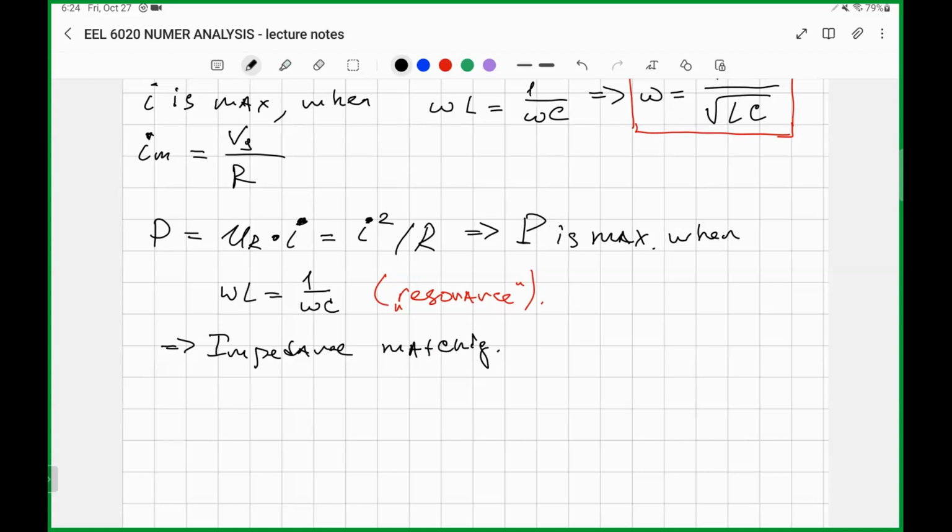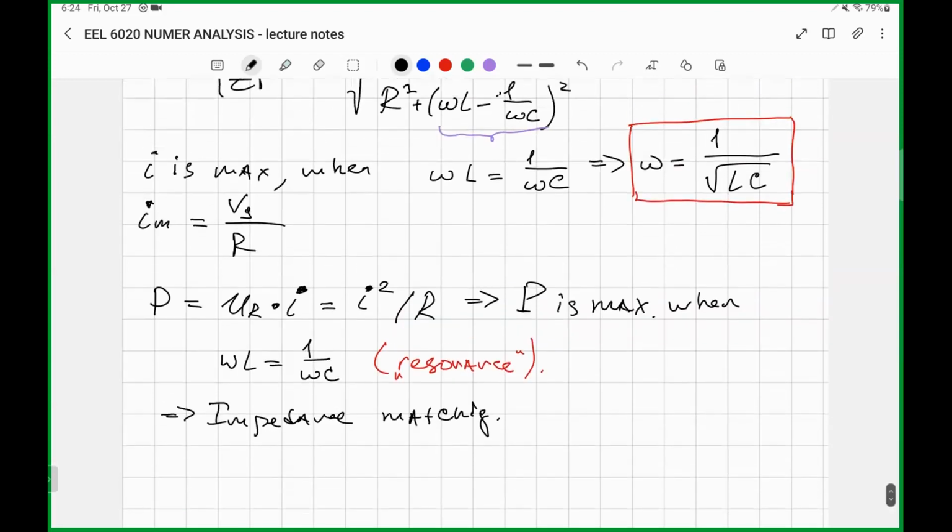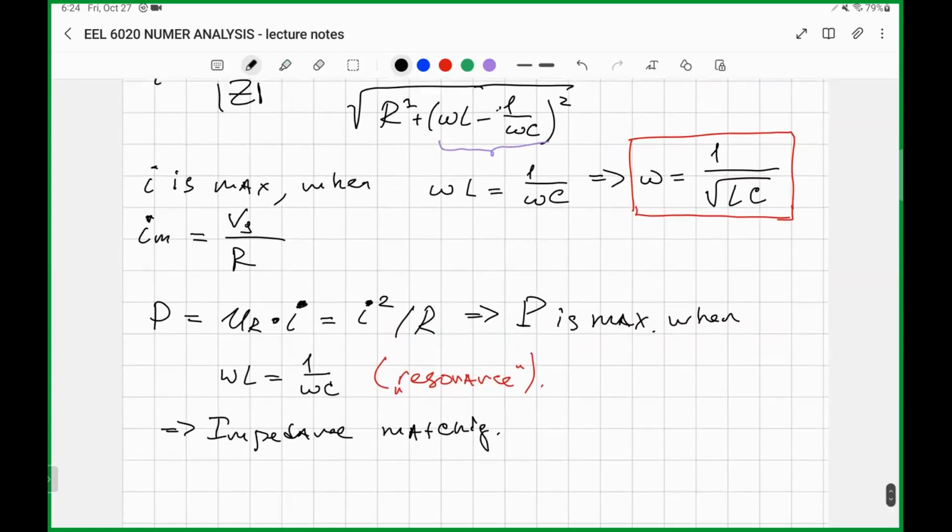Impedance matching. So we design the circuit in a way that it is matched with the generator. Okay, so the generator supplies the maximum amount of energy to the circuit.